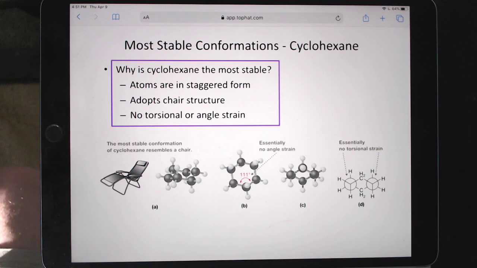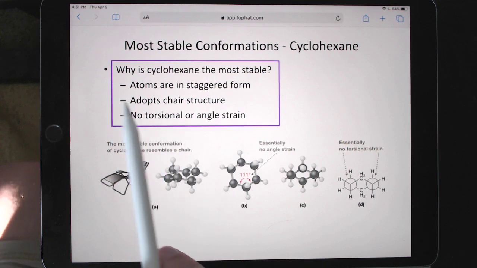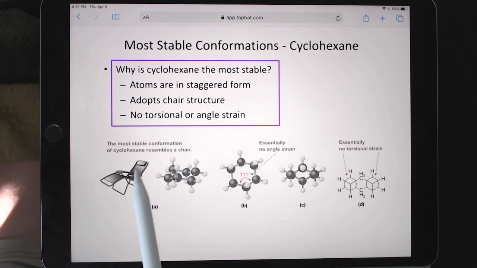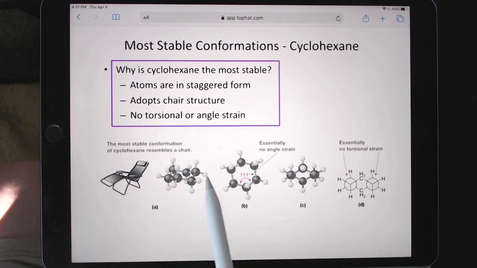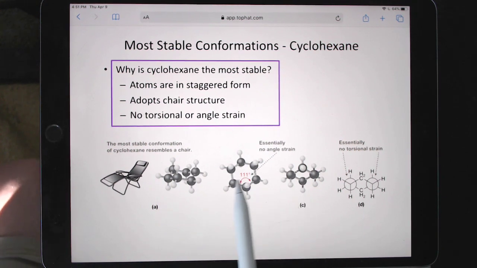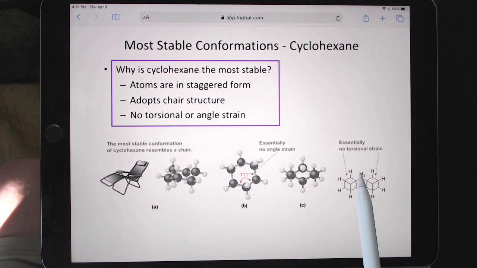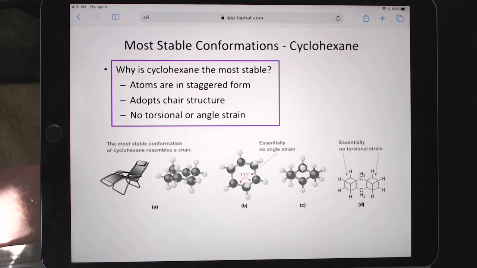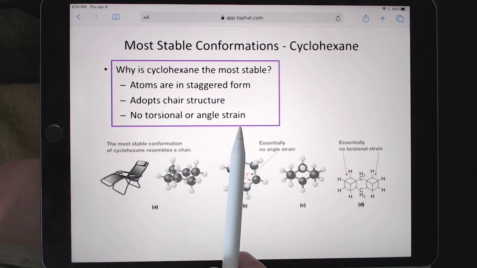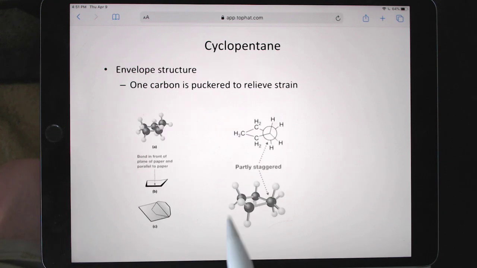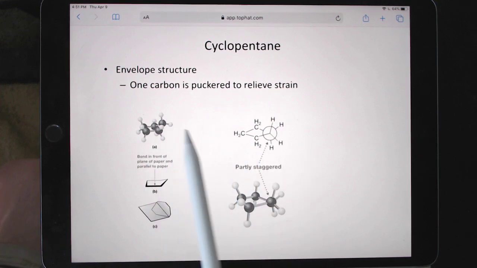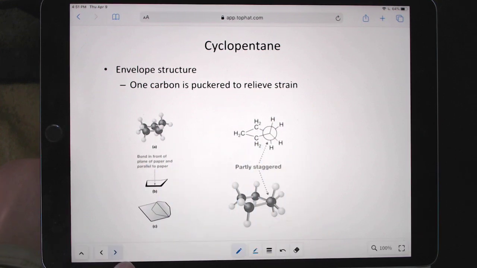Now you need to know about the chair conformation, right? It's kinked like this, so it forms this structure so that you have staggered conformations for all of the bonds. Okay, so there's no torsional or angle strains. Everything's in staggered form. This is how it's going to want to be. Five-membered rings can also adopt a very similar structure. It's called an envelope structure, but again, we're not going to really talk about that.